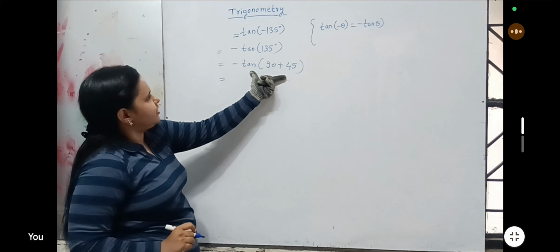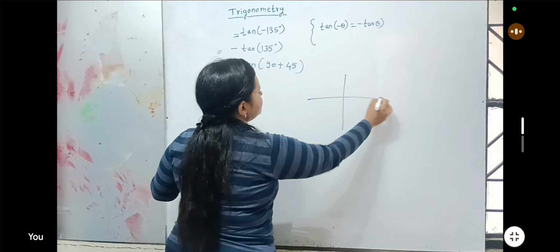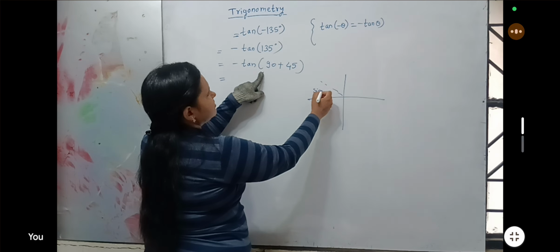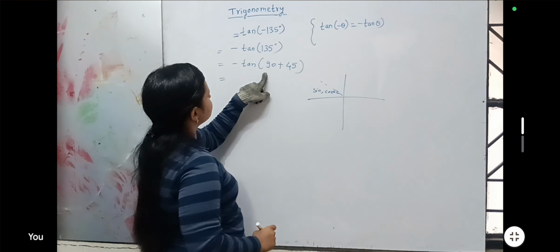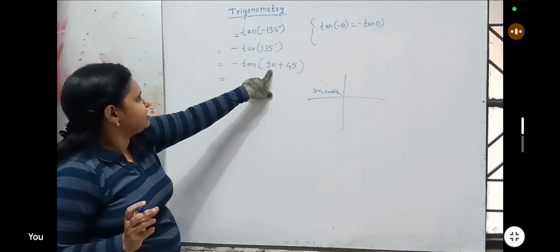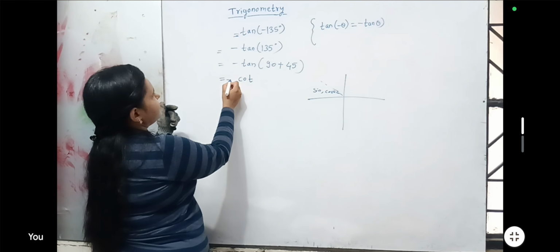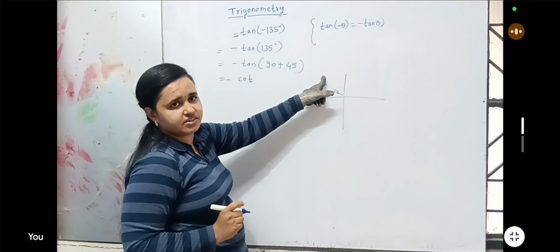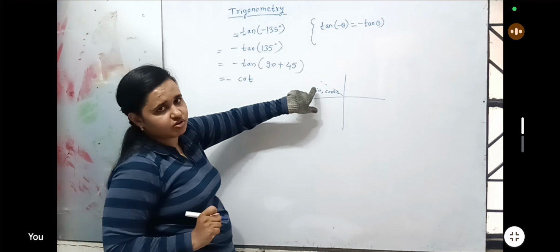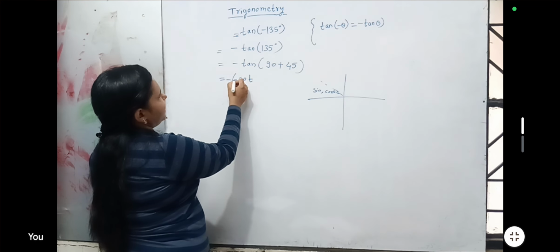So now same question here. Tan 90 plus 45. 90 plus 45 means it is going in the second quadrant. In the second quadrant only sine and cosec are positive, so tan is negative there. Tan is an odd multiple, so the ratio will change. Tan will become cot. So it will be minus cot 45.